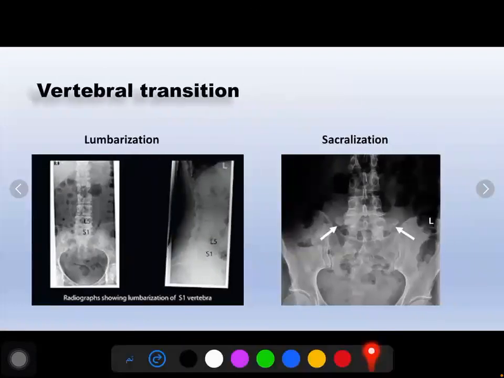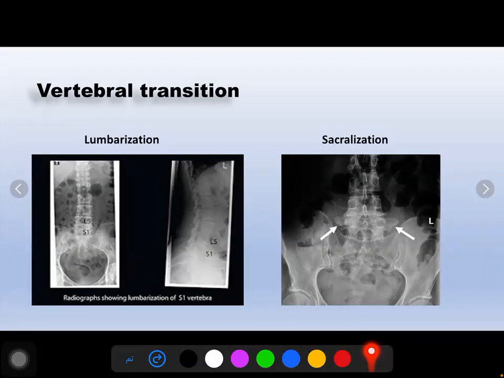We talk about the vertebral transition. The vertebral transition occurs in the cervico-occipital region, in the thoracolumbar region, and in the lumbosacral region. Usually in the lumbosacral region, we have lumbarization and sacralization. Sacralization is the more important one, and it is the most common.